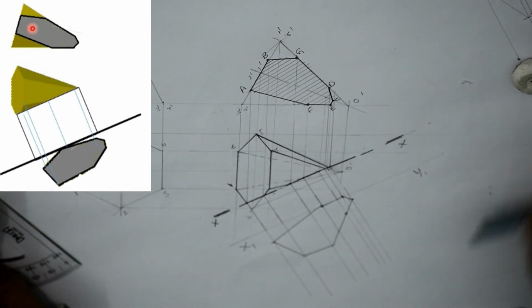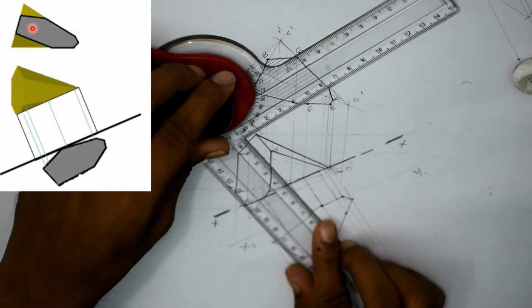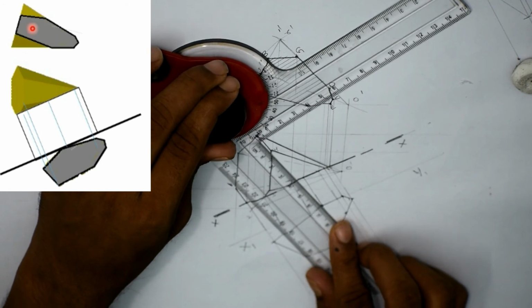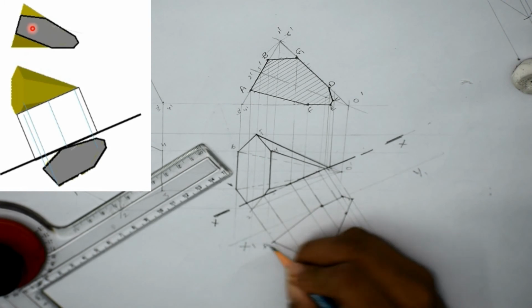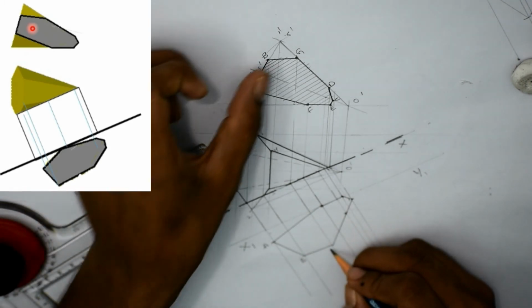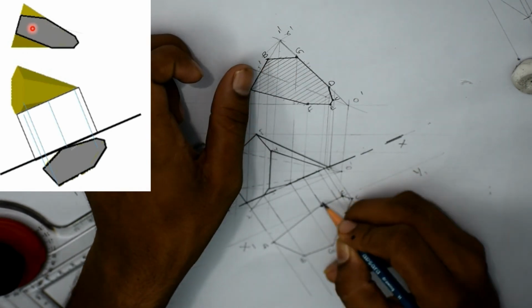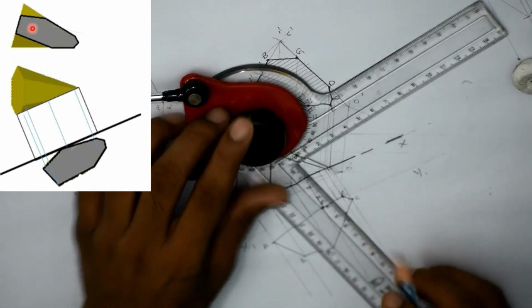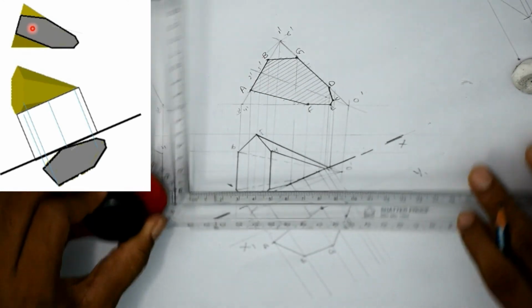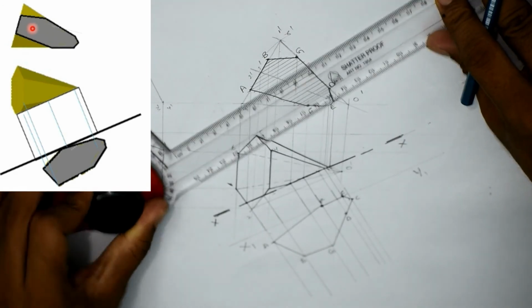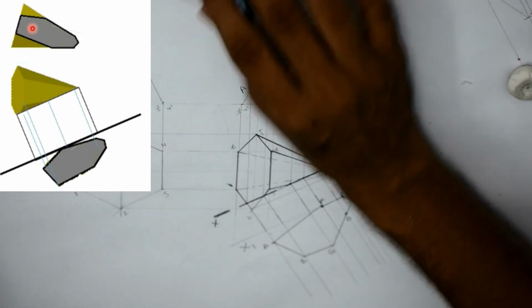The auxiliary view has been formed here. We have to do hatching for this portion also. First I will write the letters for these points: A, B. This is B and this is G. This is D, C, E, F, so that it will be easy for you to copy afterwards. Now I will draw the hatching lines.